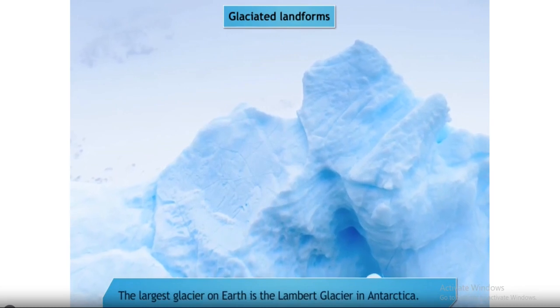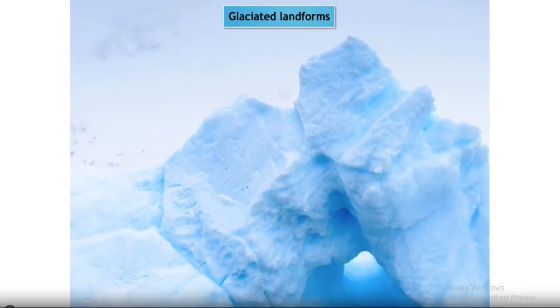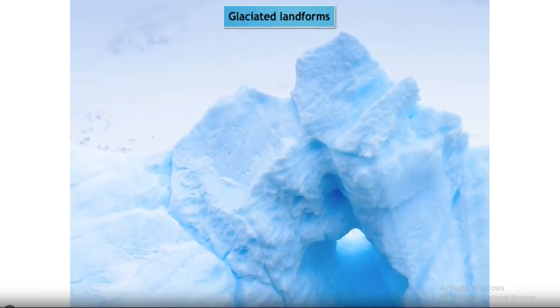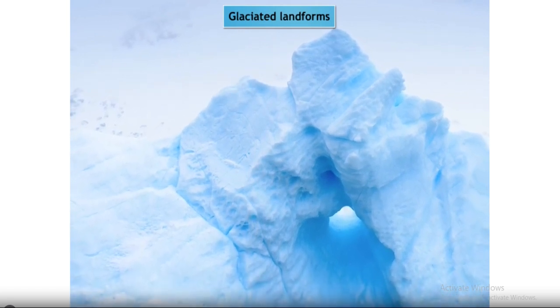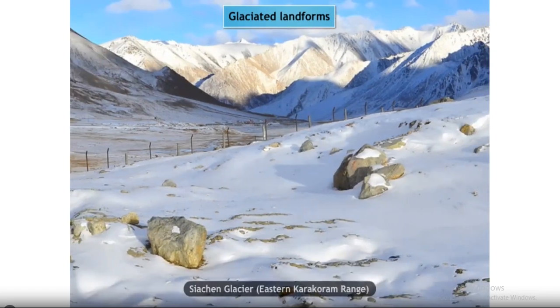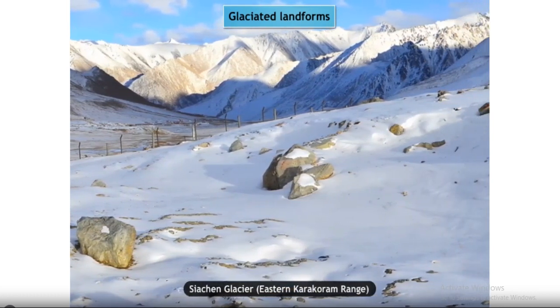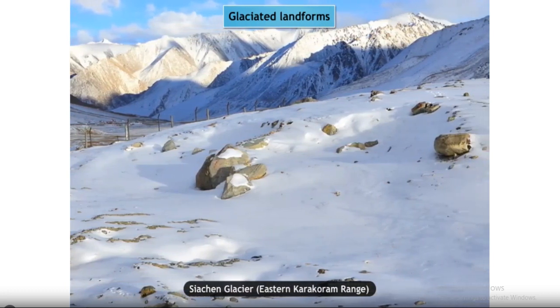The largest glacier on Earth is the Lambert Glacier in Antarctica. It is 435 kilometers long, 96 kilometers wide, and about 2,500 meters deep at its center. The Siachen Glacier in the eastern Karakoram Range is the second longest glacier on Earth outside the polar regions.